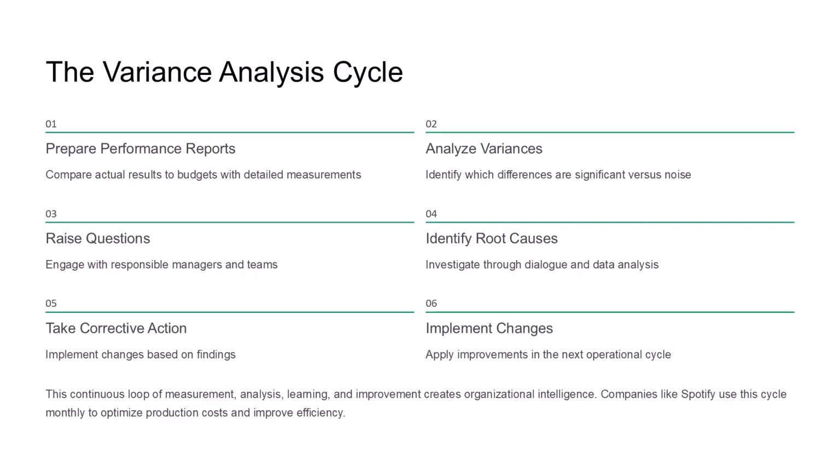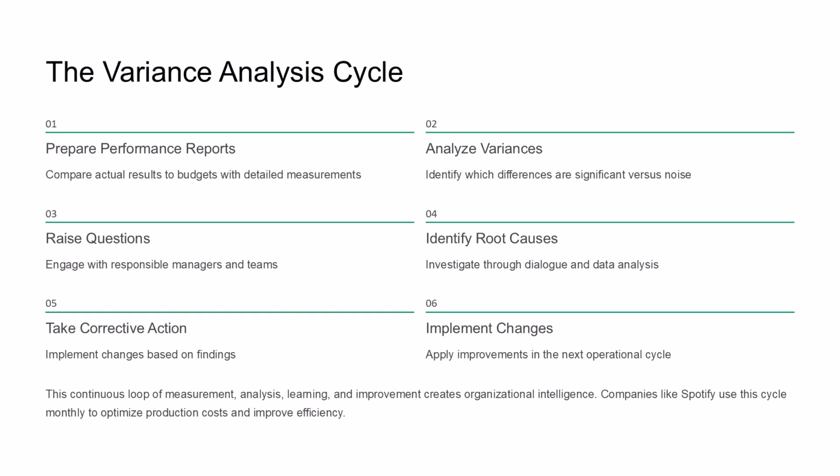They don't just identify the variance and move on. They trace it back to decisions, to processes, to people. Then they adjust. Maybe they renegotiate contracts. Maybe they change production schedules. Maybe they realize their initial budget assumptions were unrealistic. That feedback loop, that's what makes companies smarter over time.